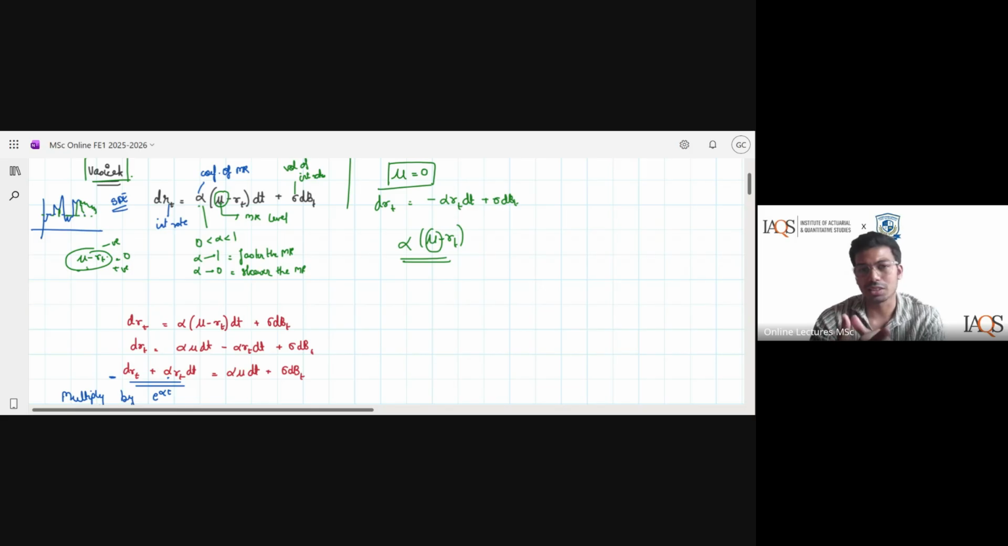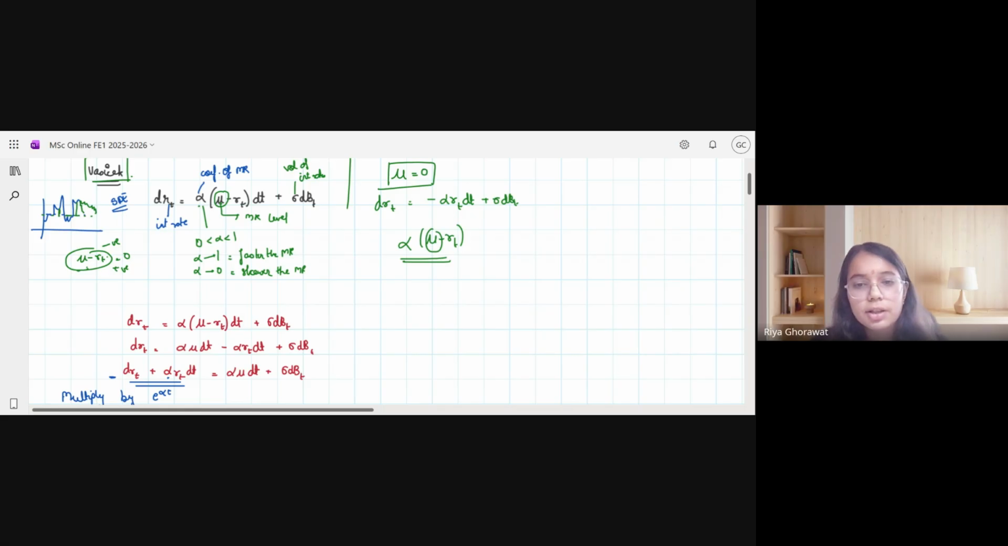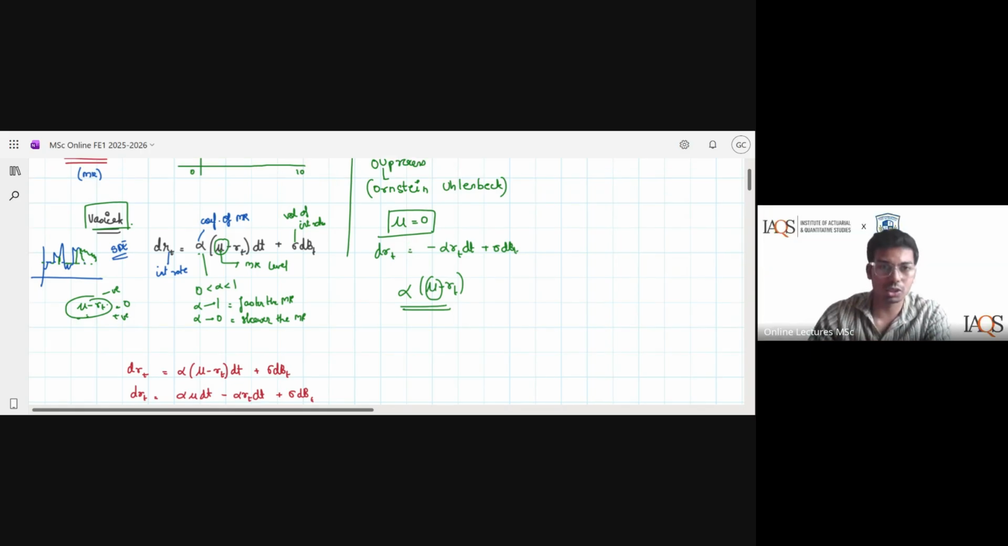So PTSA and this. How is PTSA going? It's okay. Only thing is the downside and upsides. So what have you written on the right side? Mu is equal to 0. Acha, that is for the OU process. Yeah, this part you can ignore.